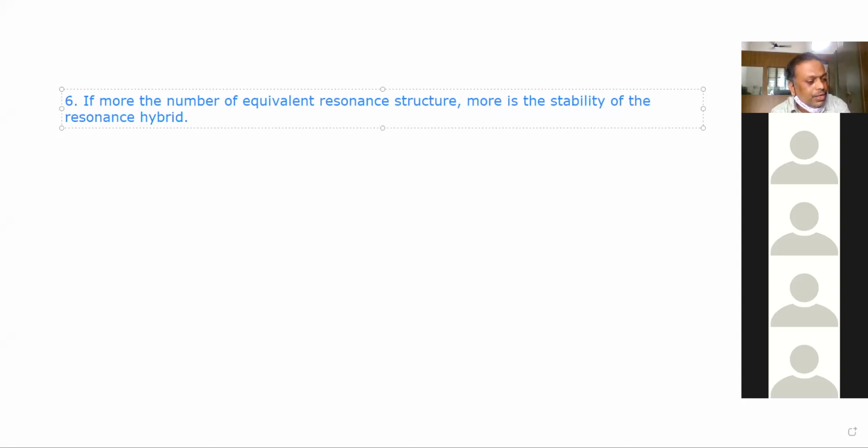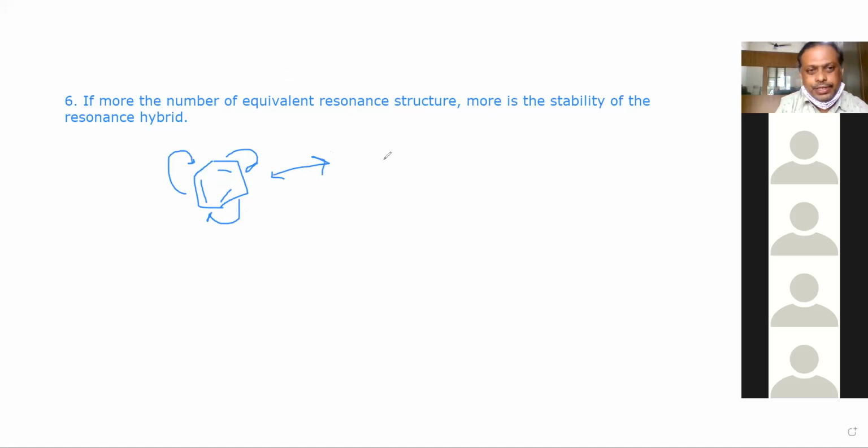This is rule number 6. The more the number of equivalent resonance structures, the more is the stability of the molecule. When we draw a resonance hybrid for this structure, this is 1. Here, this pi electron is shifted here, and this pi electron is shifted here. This is the first resonating structure of benzene.